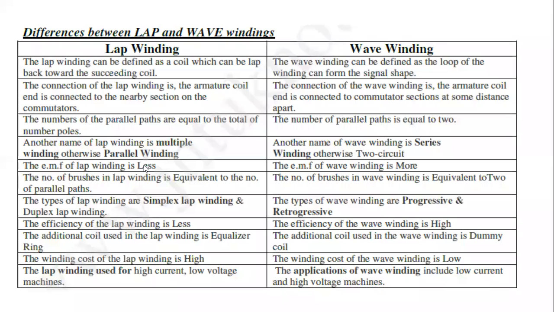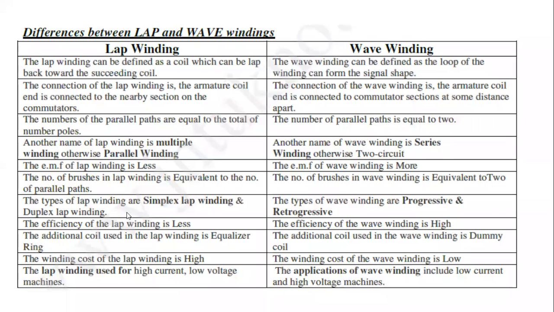The EMF of lap winding is less. The EMF for wave winding is more. Next, the number of brushes in the lap winding is equal to the number of parallel paths, therefore the number of brushes in lap winding is equal to A. The number of brushes in the wave winding is equal to 2. In wave winding we are using only 2 brushes.